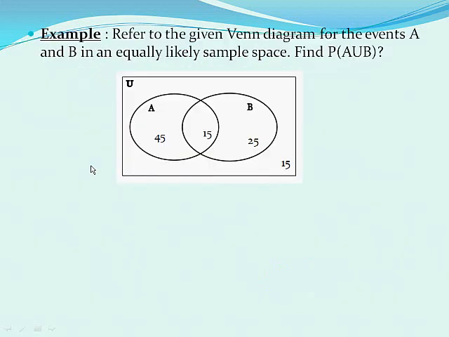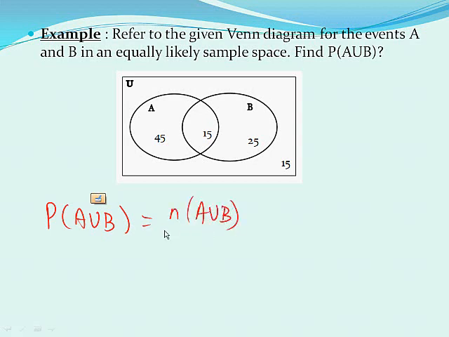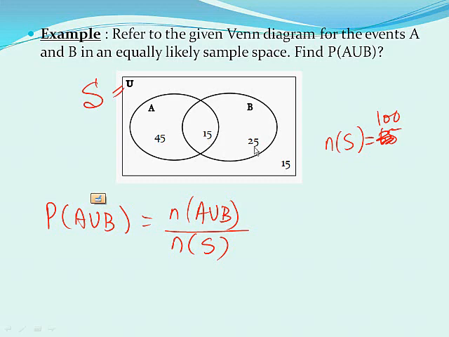Next example, refer to the given Venn diagram for the events A and B in an equally likely sample space. Find the probability of A union B. Probability of A union B is equal to number of elements of A union B divided with number of elements of the sample space. So in this Venn diagram, U stands for the sample space, and the sample space will contain a total of 100 outcomes, which is adding 45, 15, 25 and 15. So when we do this one, we will get number of elements in A union B is 85, that is adding these three numbers. So that will be 85. So 85 divided by 100 is the answer.